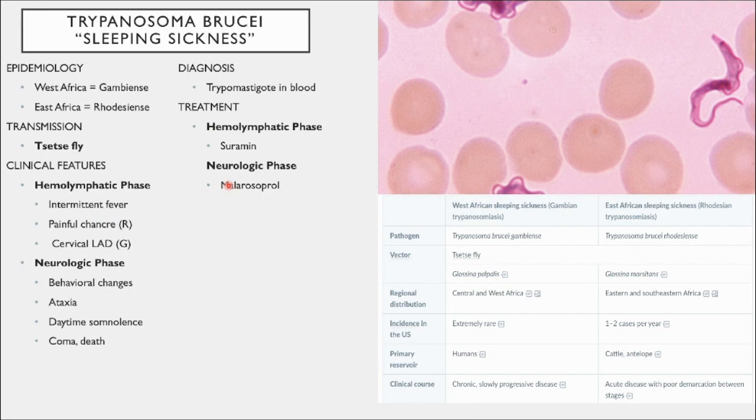These drugs, honestly, not worth your time. Suramin and melarsoprol, I don't think you'll ever be asked about it.